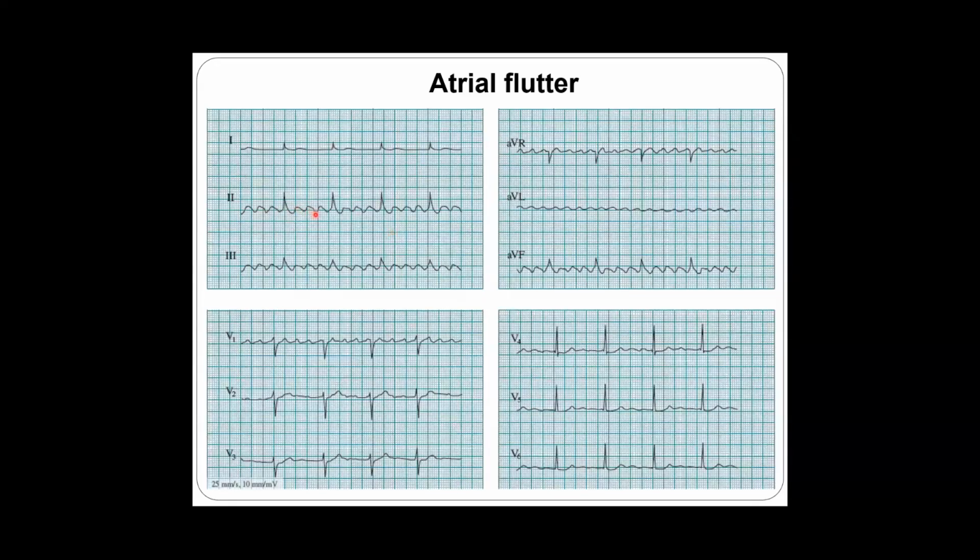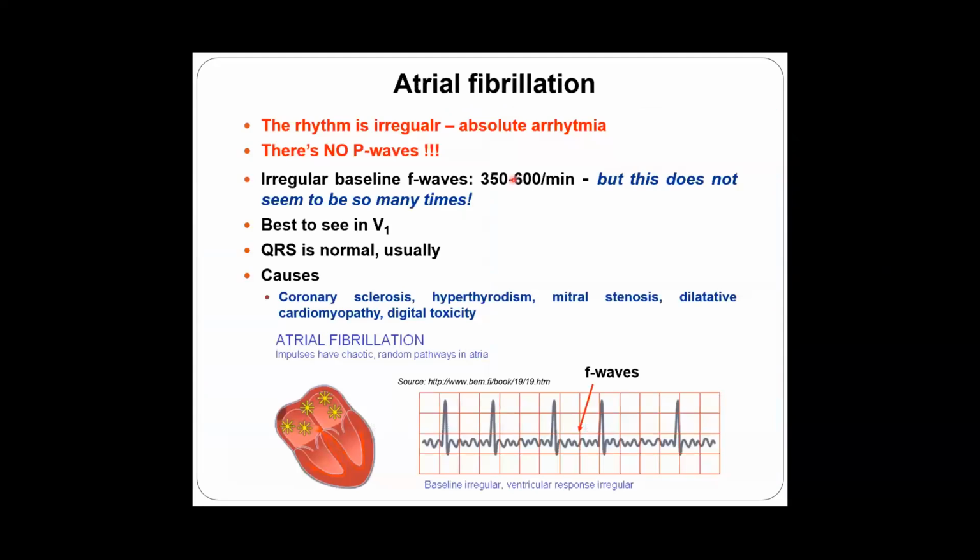1, 2, 3, 4, 1, 2, 3, 4: a 4 to 1 conduction abnormality. Not every atrial beat goes through to the ventricle, and this is what multiplies the impulse. Atrial fibrillation: this is irregular and chaotic impulse formation.